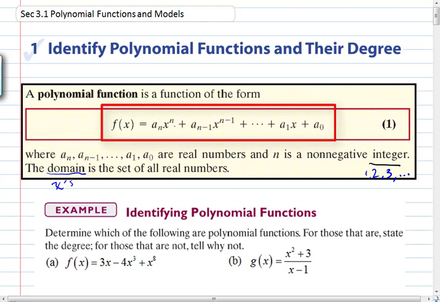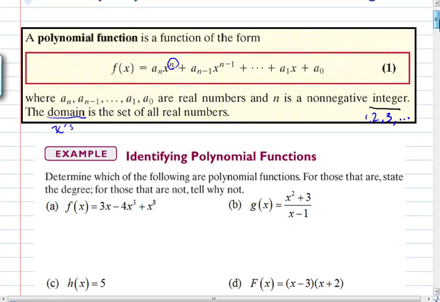The degree would be the highest power of an exponent on the variable x. X is the only variable here. Remember, this is function notation. This is read f of x equals, not f times x.